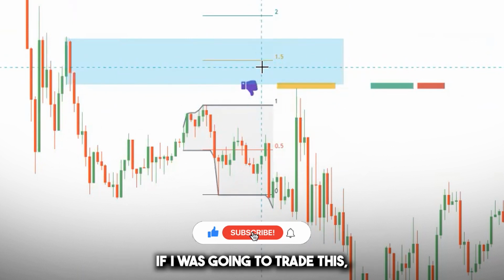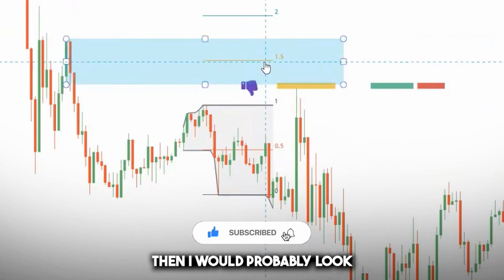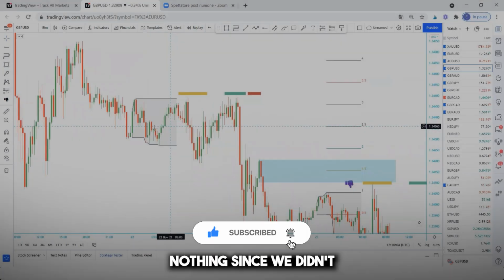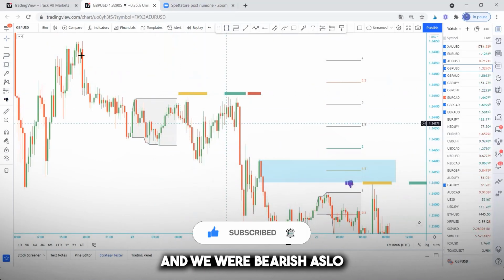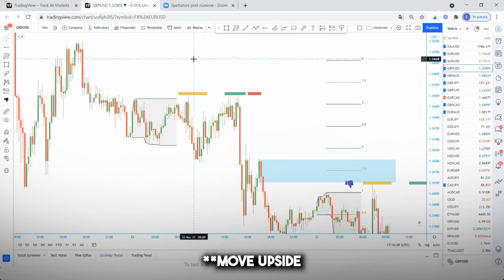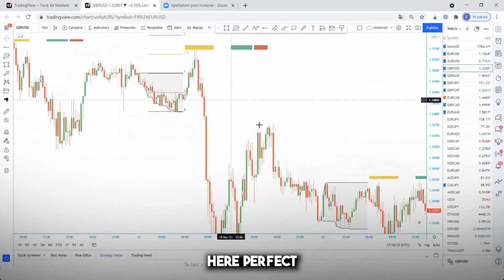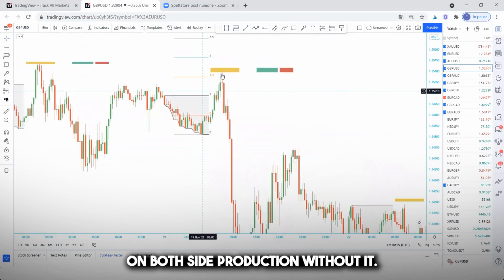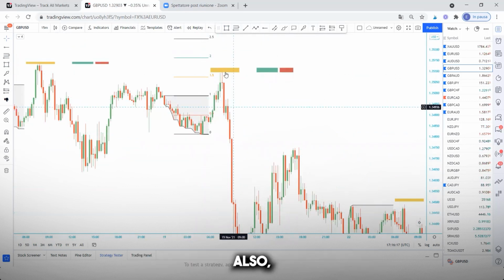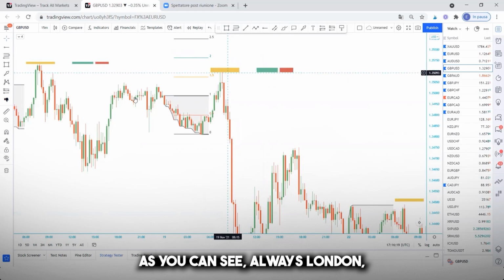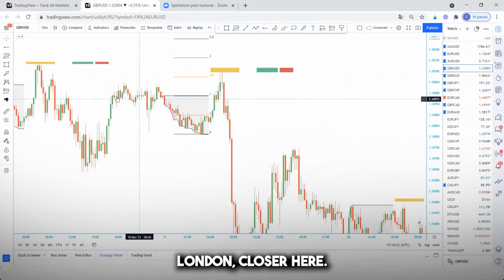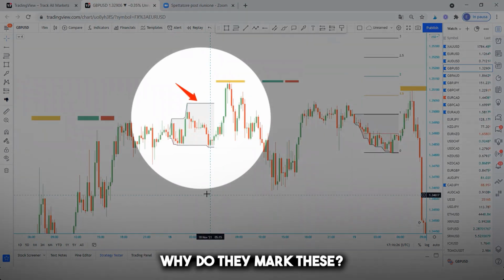Plus, if I was going to trade this, then I would probably look for the 1.5 projection. Here, nothing, since we didn't really manipulate and we were bearish overall. So I was looking for a move to the upside to then continue, so I didn't mark it out. Here, perfect. 1.5 projection, we touch it, continue to the downside. As you can see, always London kill zone.